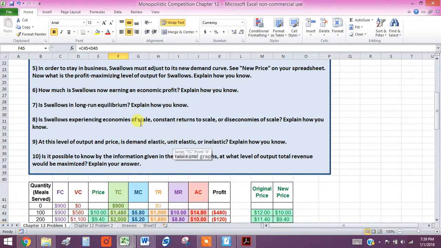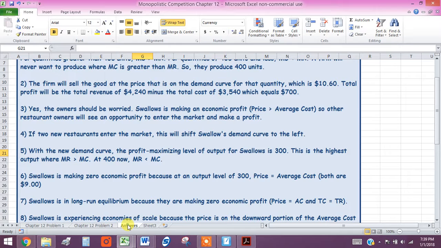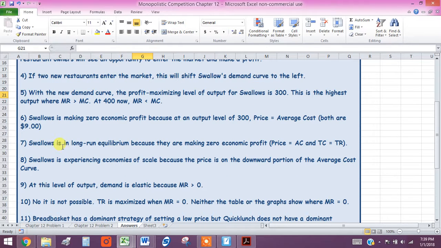Okay, 7, is Swallows in long run equilibrium? Well, this should be the easiest one. Of course they are, because that is by definition. A firm is in long run equilibrium when they are making 0 economic profit, when average cost equals price. And let me just see what I wrote here. Swallows is in long run equilibrium because they are making 0 economic profit. Price equals average cost, and total cost equals total revenue.